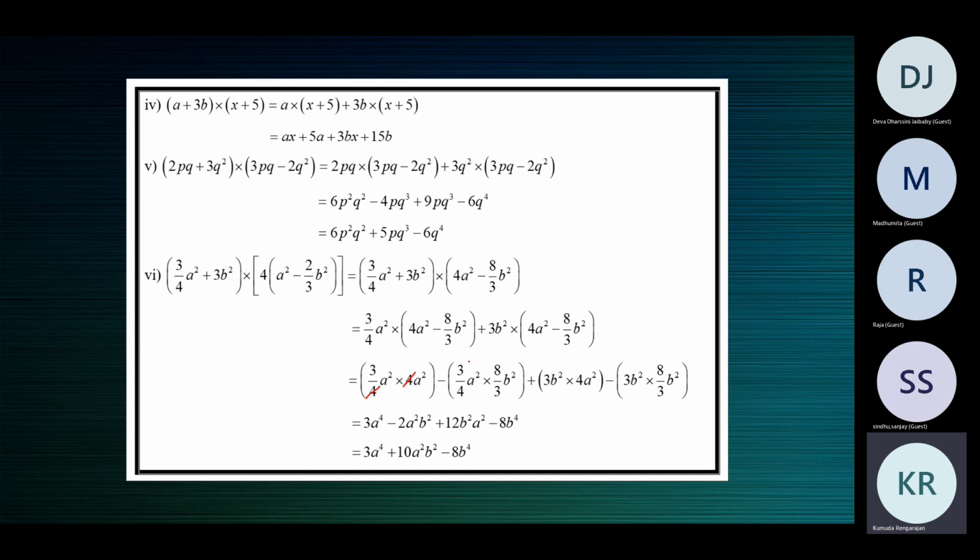Then the second bracket: 3 and 3 will get cancelled. 4 ones are 4, 4 twos are 8. So 2a square b square. The third bracket, 12a square b square. Last bracket, 3 and 3 will get cancelled. 8b square into b square, 8b to the power 4. Then after multiplying, you can see that these two are like terms, a square b square, both. So you can simplify them. The remaining two terms come as they are.